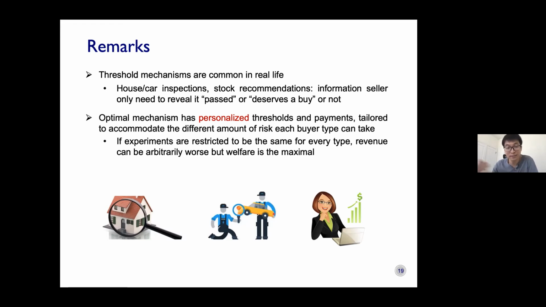We also have an example to show that if you restrict the experiments to be the same for everyone, then your revenue can be arbitrarily worse. But the welfare turns out to be optimal in this case, because you can show that if you are only allowed to use a single menu, then you're going to reveal all the information to the buyer.